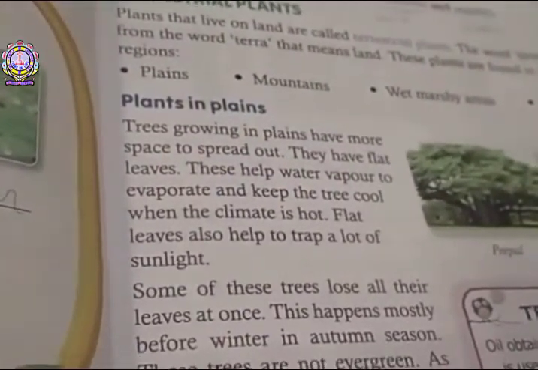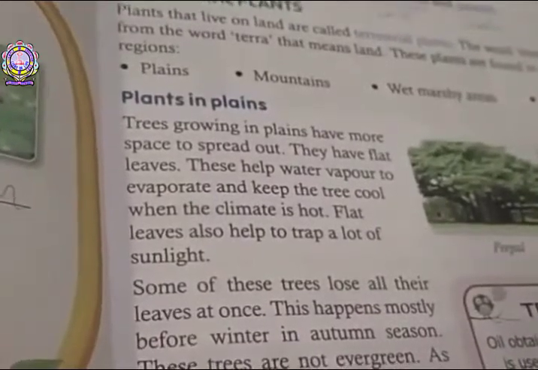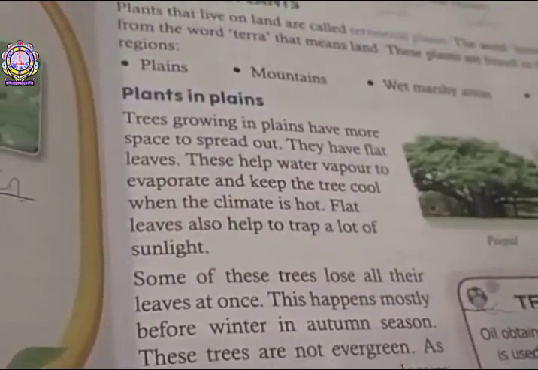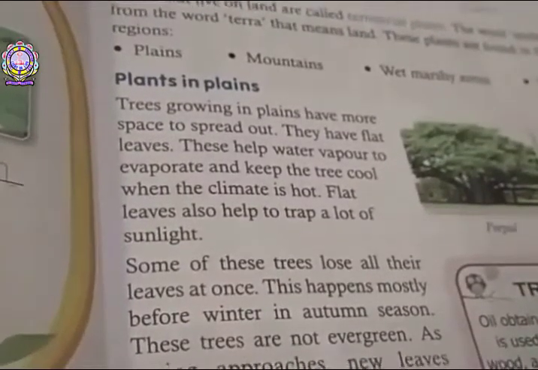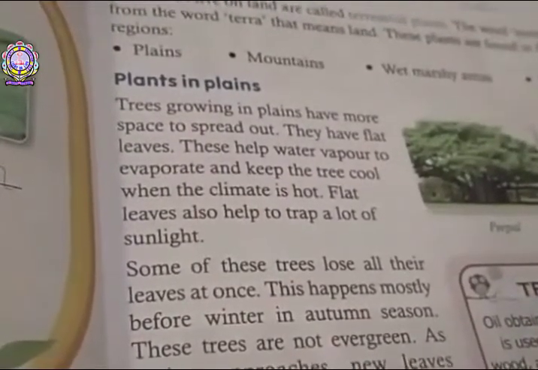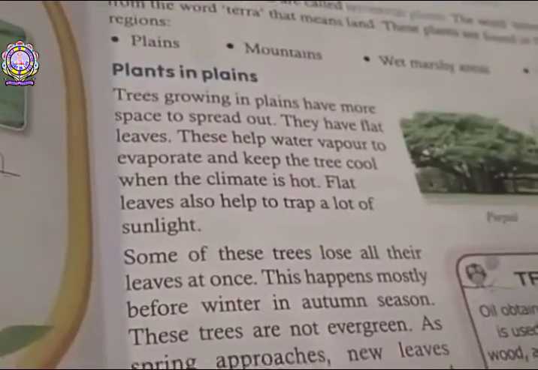Trees growing in plains have more space to spread out. They have flat leaves. These help water vapor to evaporate and keep the tree cool. When the climate is hot, flat leaves also help to trap a lot of sunlight.